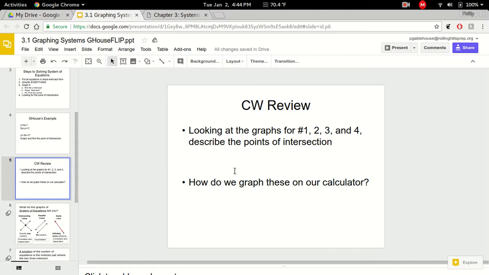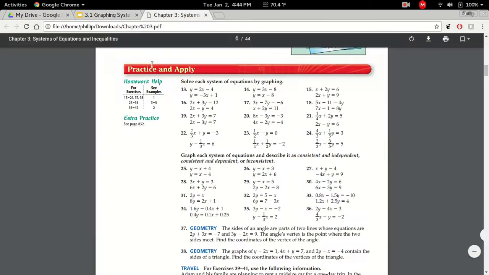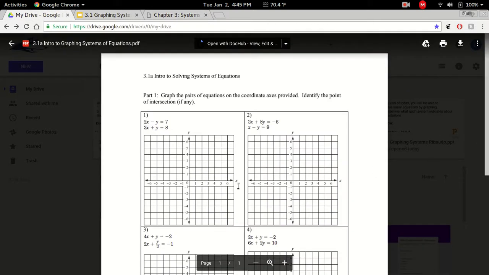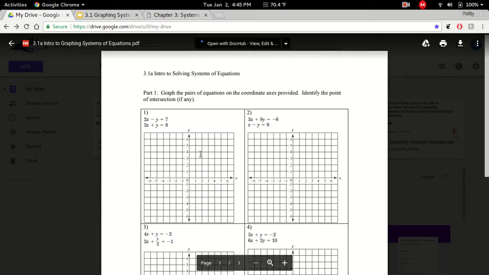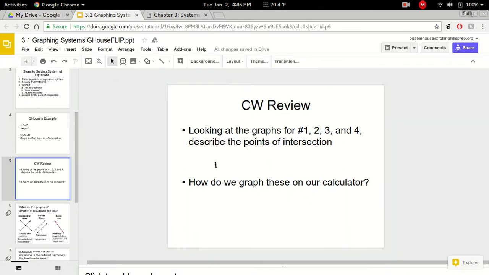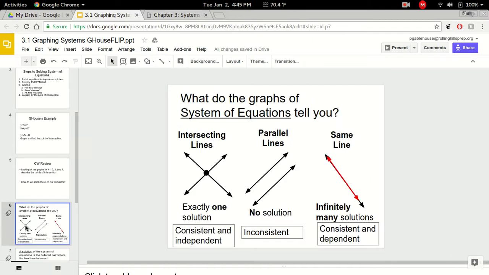We are going to save this page, the classwork review, for in class, when we do the in-class classwork assignment, which is these 7 problems. This references that page, so we'll come back to this page later. So we're going to go to the next page now. And we have what systems of equations tell you. So this is really where all the vocabulary comes into play.